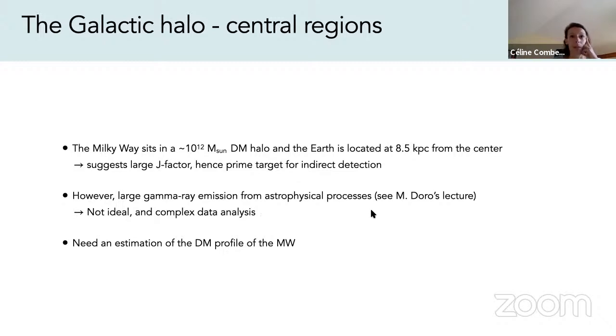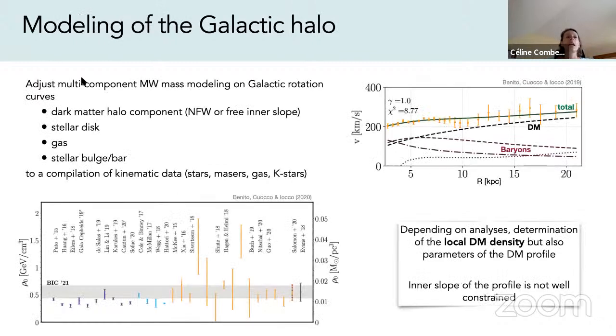But it's complex because of all the astrophysical processes, and you need some estimation of the dark matter profile. So how to do this? You could really go to your favorite numerical simulation, take a Milky Way-like halo, an NFW profile, take the properties from there and say, okay, this is my model. But in practice, we can do a little bit better. This is not something I've worked on, so I'm going to stay in an overview mode here.